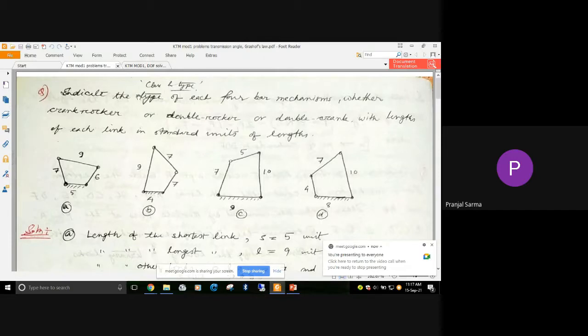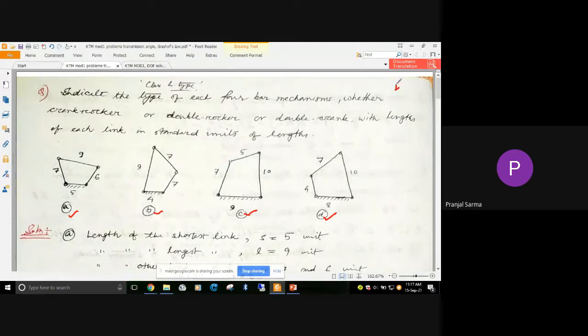So let's consider this simple configuration. You have to indicate the class and type of each of the four mechanisms shown in this figure. There are four mechanisms shown here: A, B, C, and D. The link lengths are given. What you have to check is whether it falls under class 1 mechanism or class 2 mechanism. And how you check: if they satisfy the class of linkage equation, then it will be class 1. If not, then it will be class 2 mechanism. After that we'll see what happens.